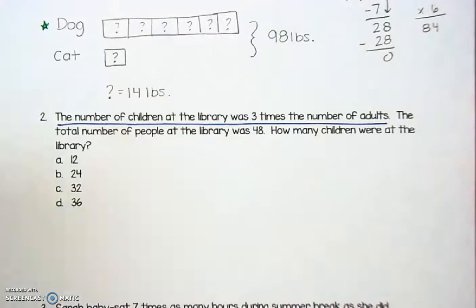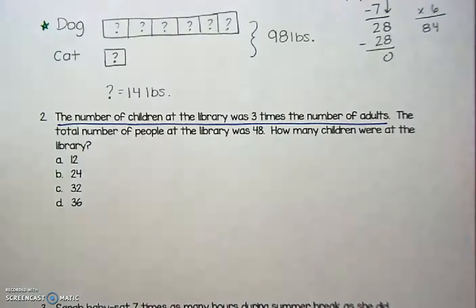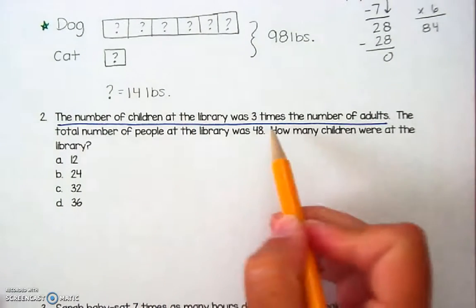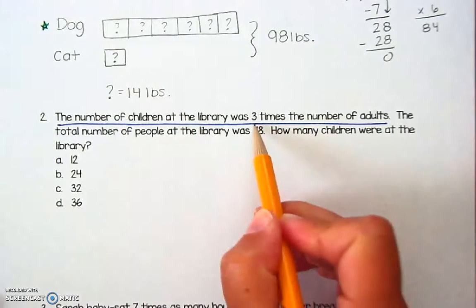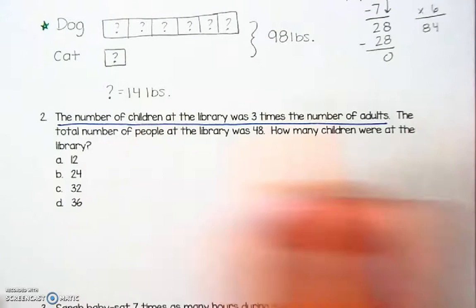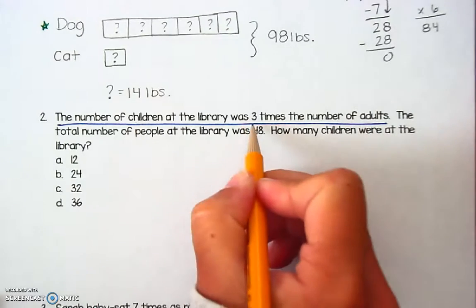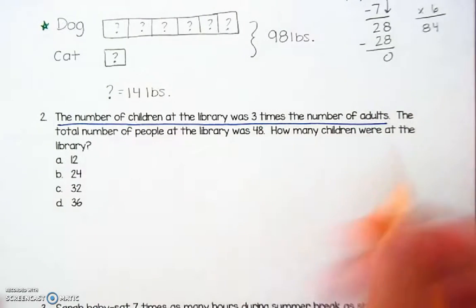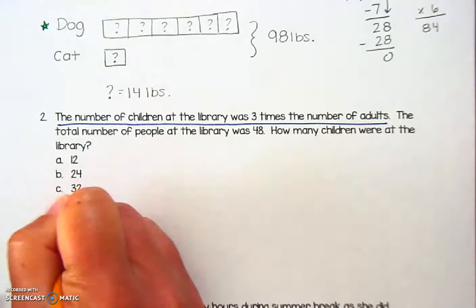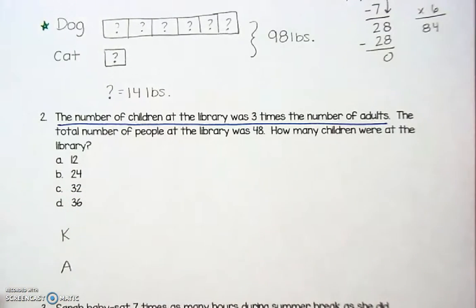I can picture all these people at the library. So this says the total number of children at the library was 3 times the number of adults. Again, I see a comparison there. I don't know how many kids there were. I don't know how many adults there were, but I do know that there were 3 times as many kids as adults. So I'm going to make a group for the kids and a group for the adults.